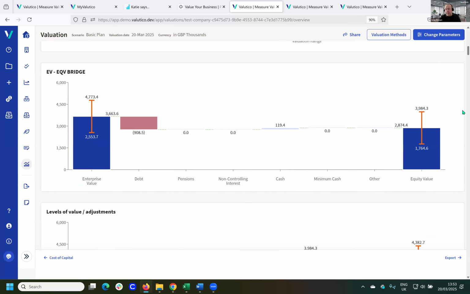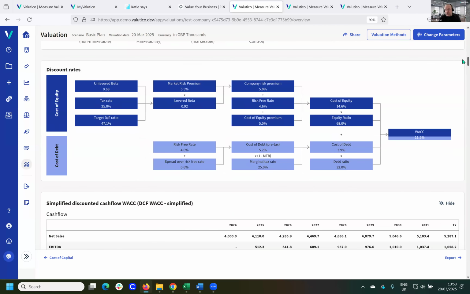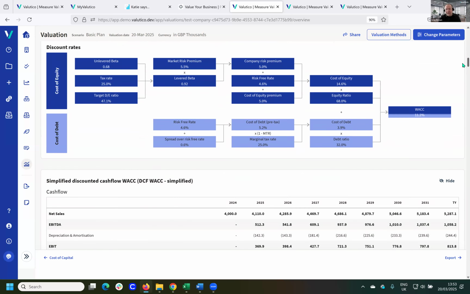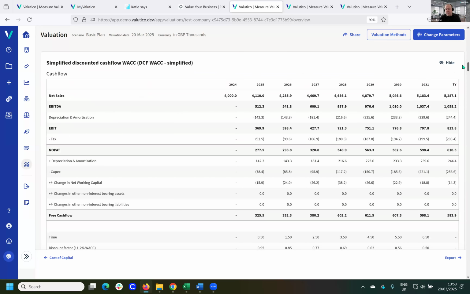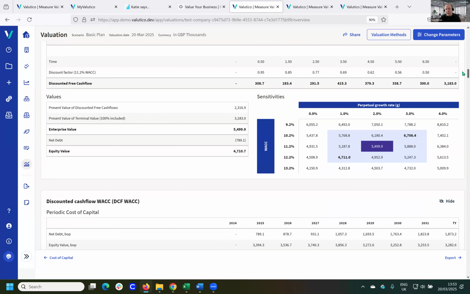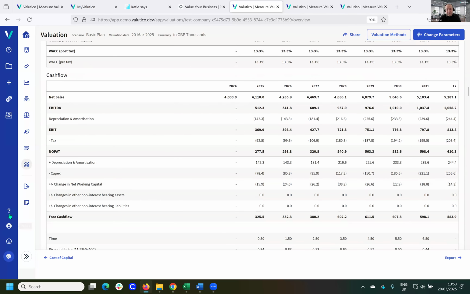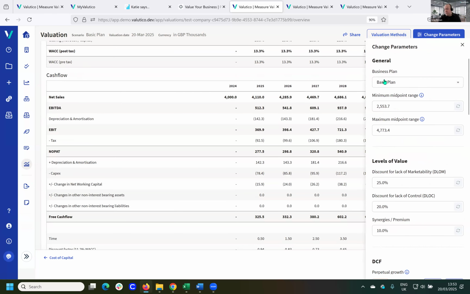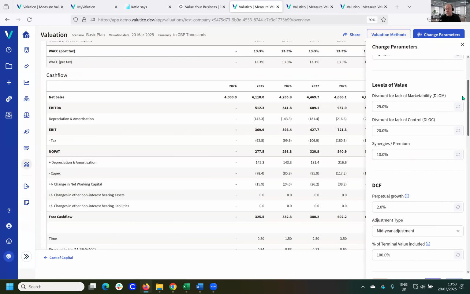After that, I'm just going to flick through very quickly. We've got our net debt bridge, and we've got a discount rate showing you how the WACC has been calculated, and then each of the valuation methods shown above. We go into a lot more granular detail. Once you're completely finished, you can change things. You can override the valuation range. You can interchange between your scenarios.